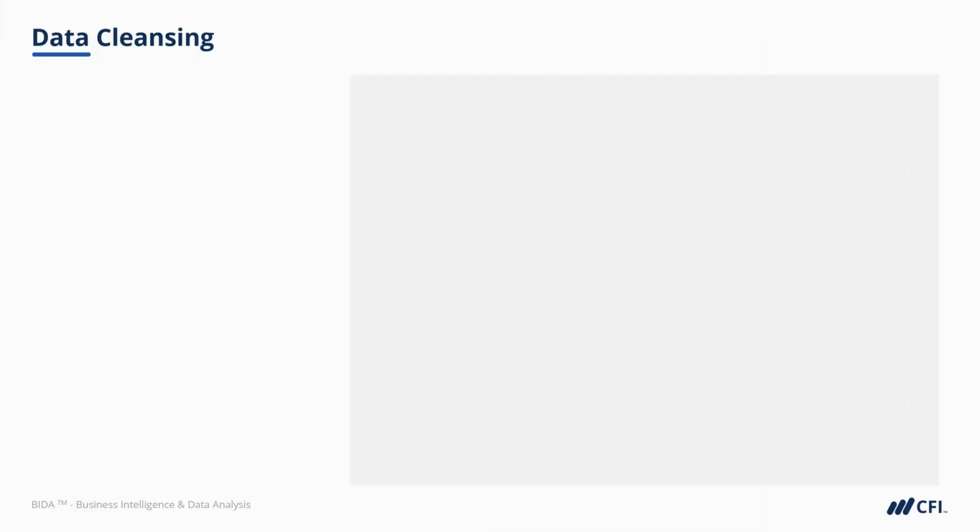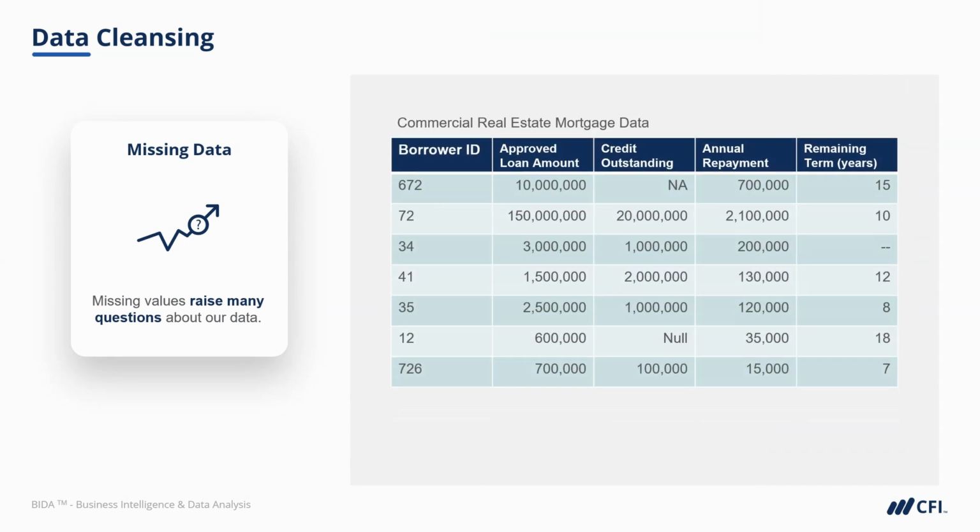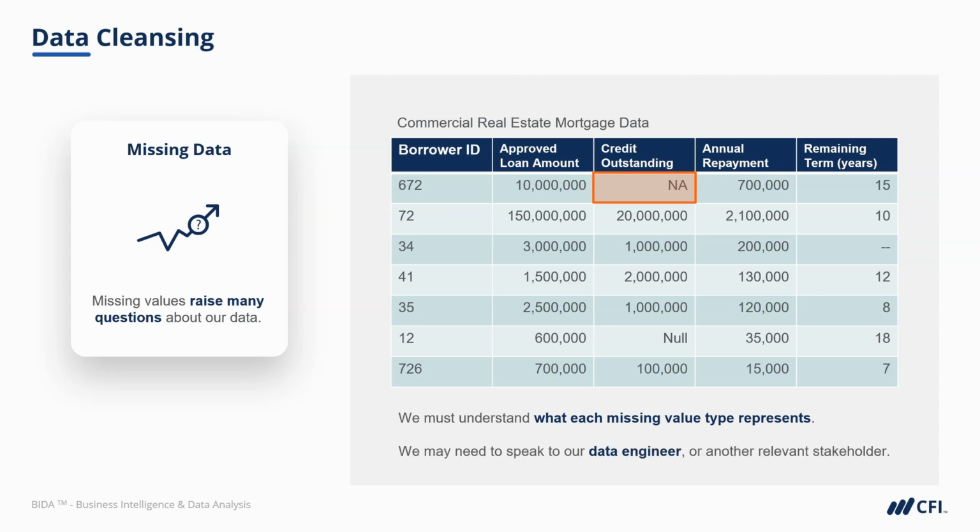In this next example, we're looking at missing data, which is also going to raise a lot of questions about our data. In this data set of commercial real estate mortgages, the first borrower has a value of NA in the credit outstanding column. Does this mean they don't have any, or that the value is not available because we don't know the answer? We therefore need to understand exactly what NA represents. To do this, we would almost certainly need to speak to our data engineer, look up a glossary of definitions if we have one, or even speak to whoever sent us the data.